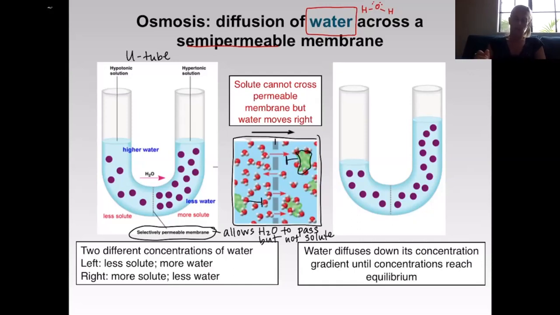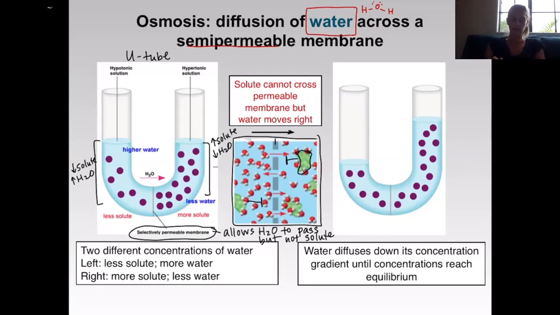All right, so if we look here on the left side, here we have a low amount of solute and we have a higher amount of water. If we look at the right side, we can see that there's more solute and less water. We know the solute cannot pass through the semi-permeable barrier. So what's going to happen? We are only looking at the water in this case because the solutes can't go through.